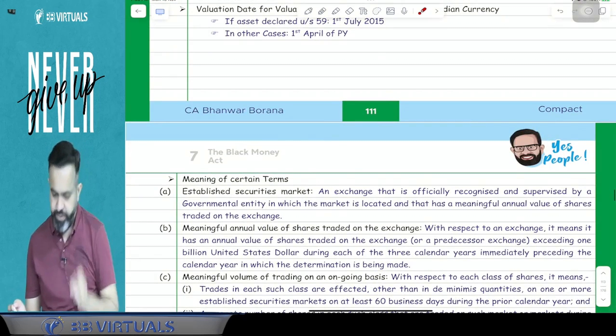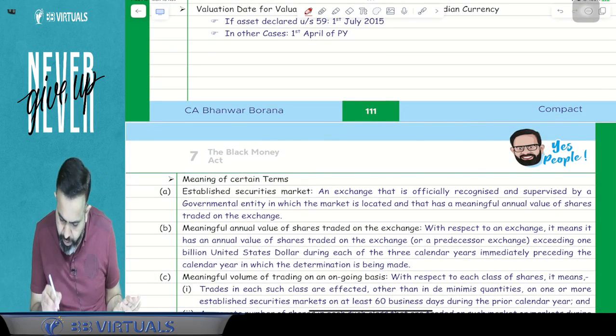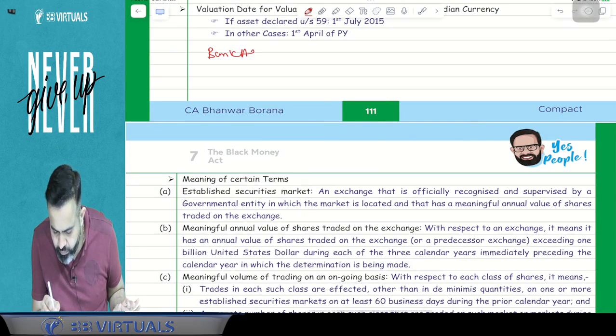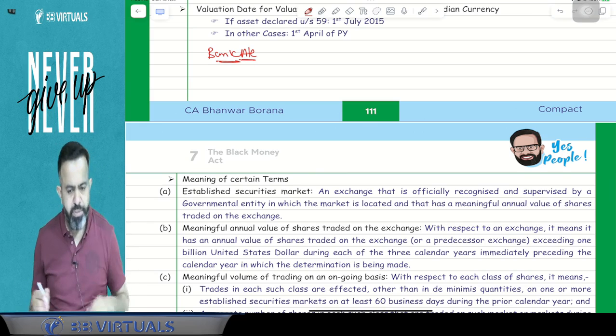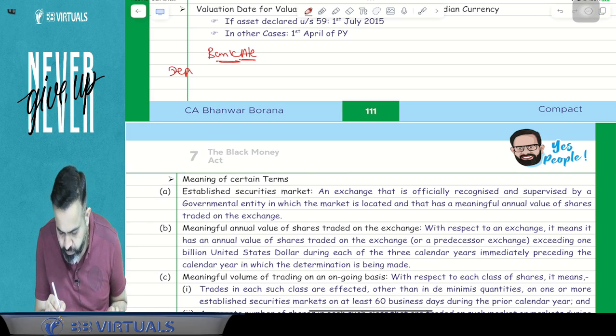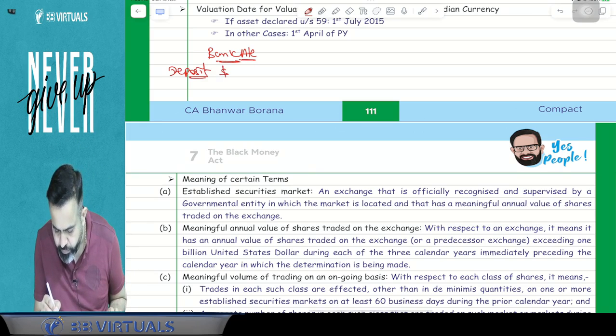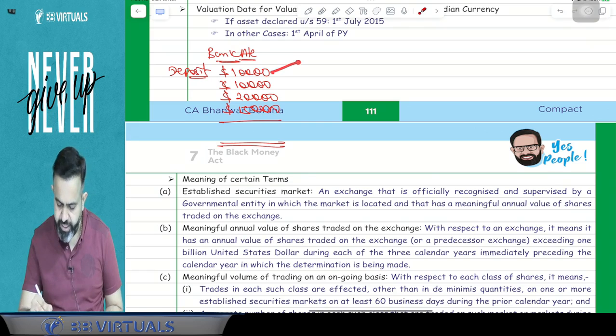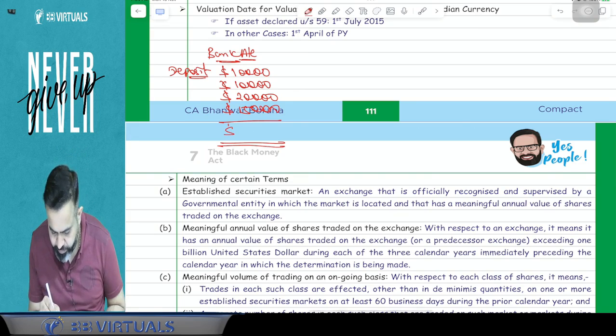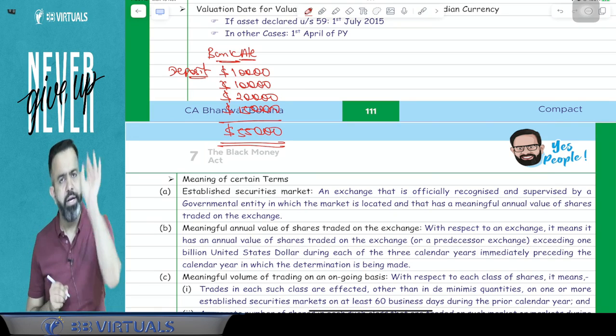Guys, for an example, try to understand. Suppose I am having one bank account in Canada or Switzerland, a foreign bank account. And suppose in the bank account there were deposits: $10,000, again $10,000, again $20,000, and again $15,000. So the deposits were 10, 10, 20, that is 40, and 15, so $55,000 was deposited in the bank account.